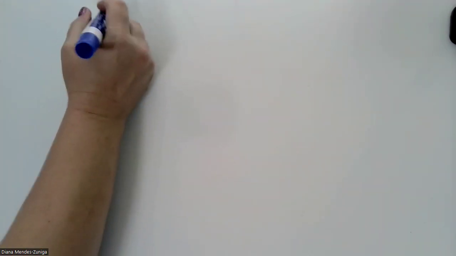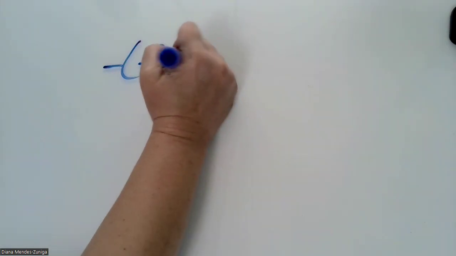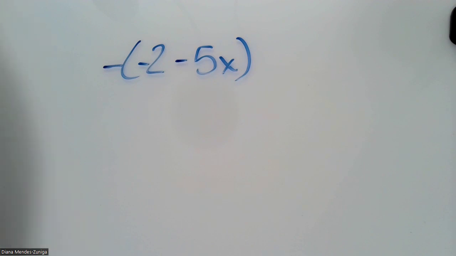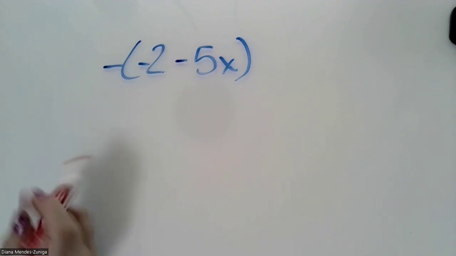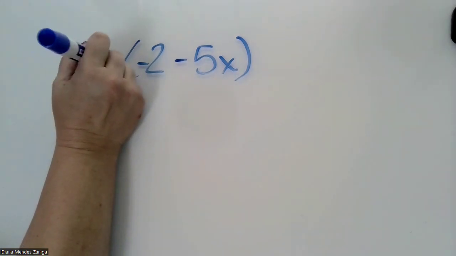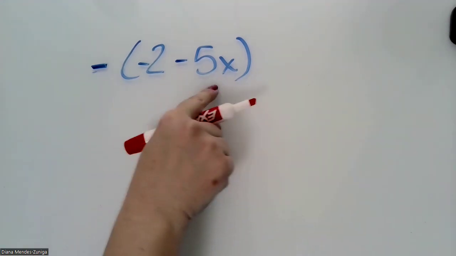Another complication could be that you have negative numbers in here that could cause you some problems. So let's say we have a -2 and 5x. Okay. Now you're thinking, what is there to distribute? Well, let me write this a little smaller here so I have some room. So we have a negative, and then -2, -5x.